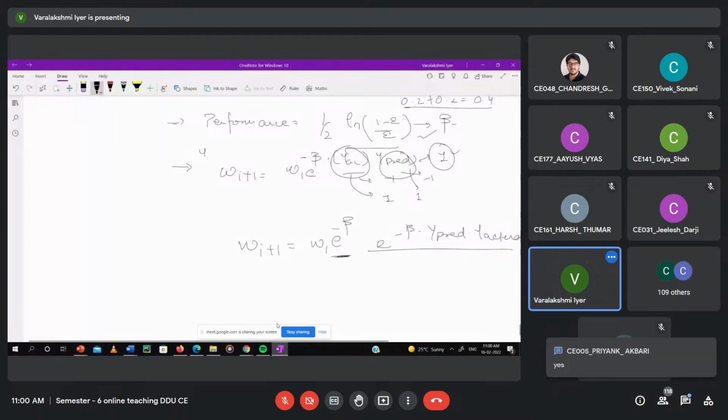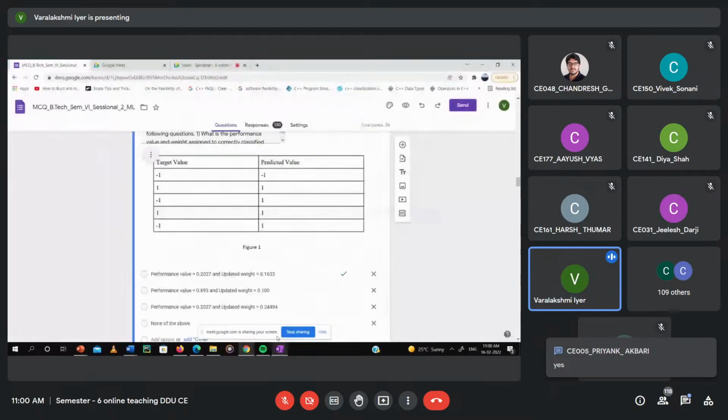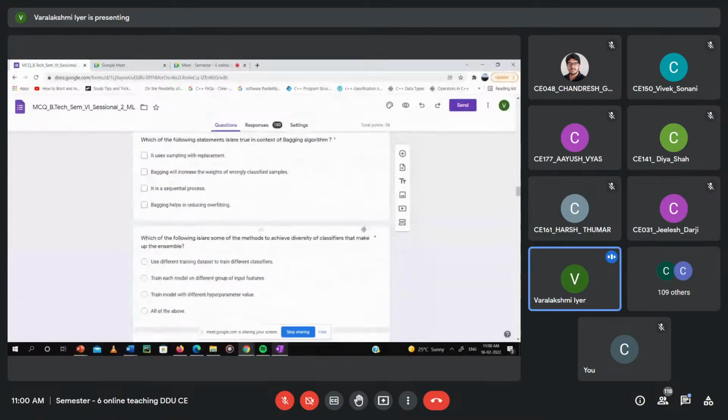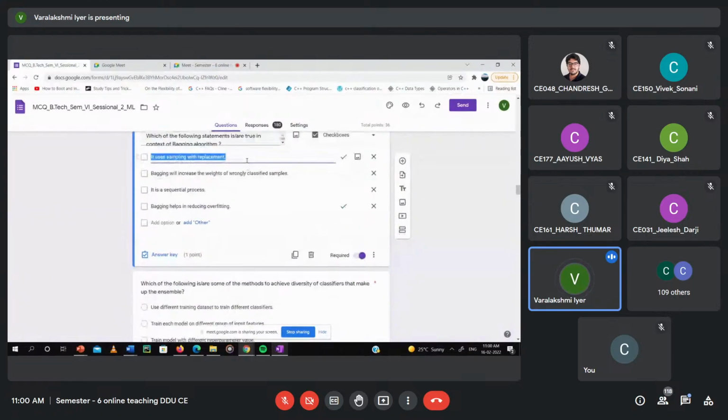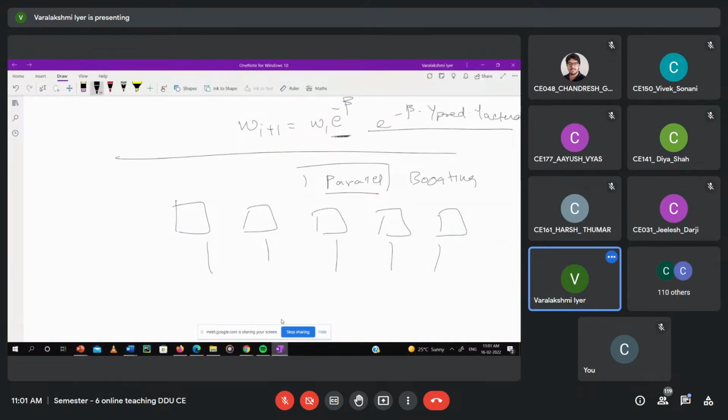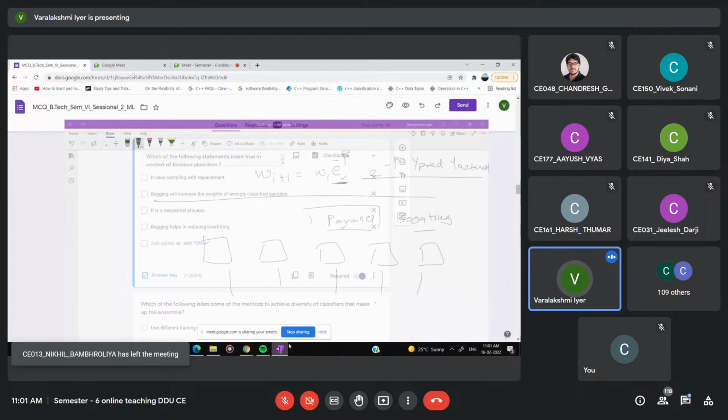Okay, fine. So let us proceed to the next question, which is: which of the following is true in the context of the bagging algorithm? I suppose everyone is clear that boosting is a sequential process.